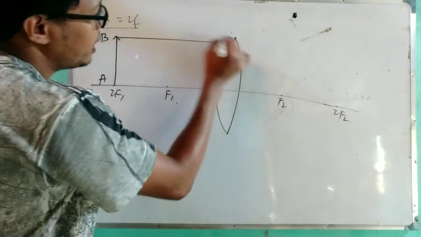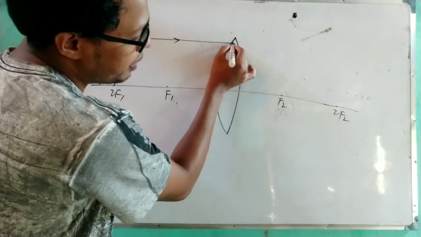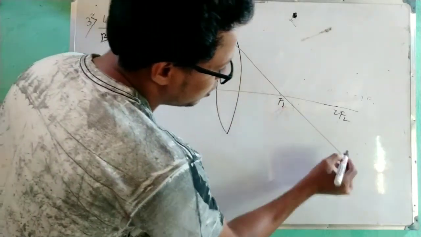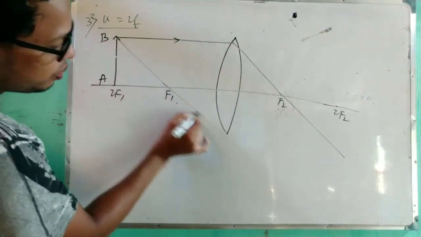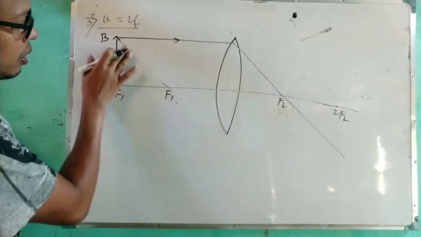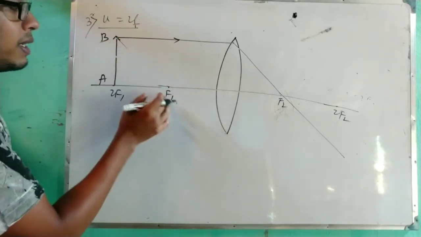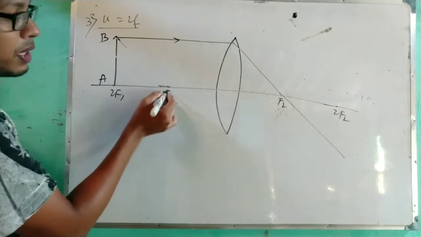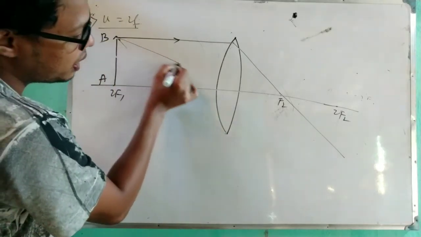So the object is placed at twice F1, the name I am giving AB. So choose again the same rules. First is parallel with the principal axis, so after refraction it will pass through the focus. Now another ray I am choosing is the one passing through the optical center. Or you can take the ray which is passing through the focus also. So I am taking the ray which is passing through the optical center.